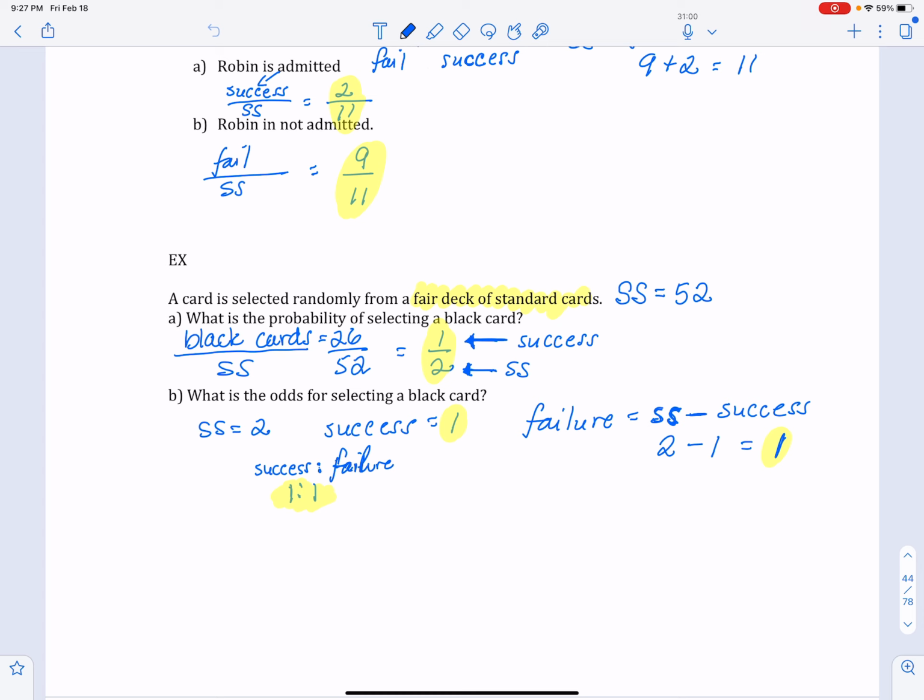I know these are super short, but it's just to give you some examples to work with when you're doing your homework. So once again, remember, odds for is success to failure. Odds against is failure to success.